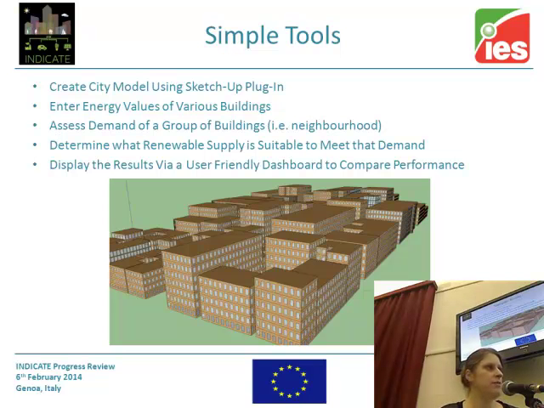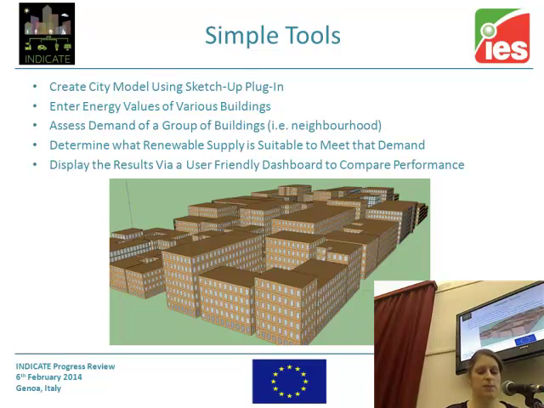And we've created a very simple software which will be released later on this year, which is looking at creating a city model using the SketchUp plugin. It allows the user to enter energy values related to their buildings. It's manual data entry, so it's whatever information you have, whether it's utility bill information or EPC information or DEC information. You can then look at one building, or you can group a number of buildings together to assess the demand of those buildings. And then you can look at the renewable supply to determine which renewables are suitable to meet that demand for those buildings.